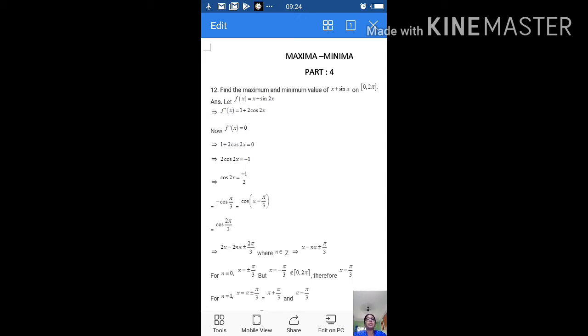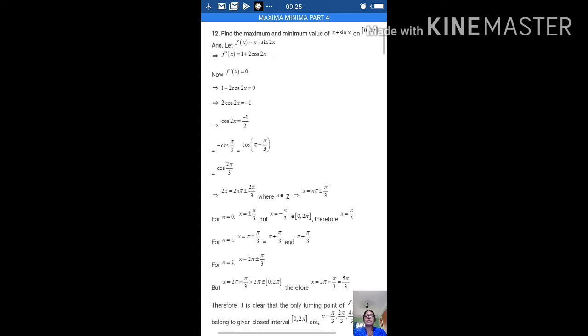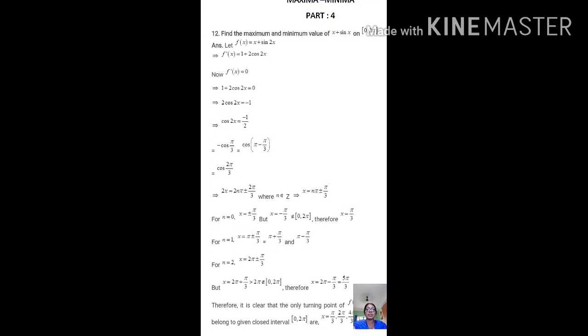So from here we have to put n equal to 0, then 1, then 2 and so on. So just check it for n equal to 0 first. For n equal to 0, x we are getting plus or minus pi by 3. So plus pi by 3 and minus pi by 3. Two values we are getting here for x. But minus pi by 3 does not belong to the closed interval 0 to 2 pi. So we have to consider only one value, x equal to pi by 3.